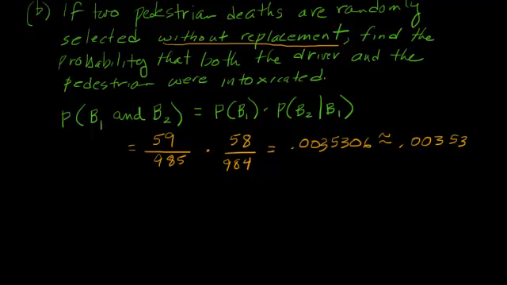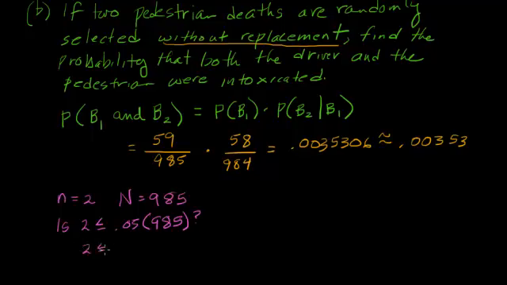So recall that our sample, we're going to select 2. Our population, there are 985 pedestrian deaths that we have to choose from. So the question we're going to ask is, is 2 less than or equal to 5% of 985? Okay, is 2 less than or equal to 0.05 times 985? That's what, 49.25? So, yes.